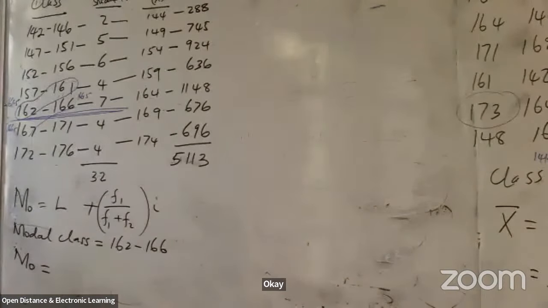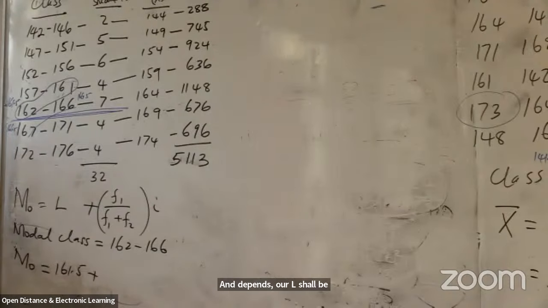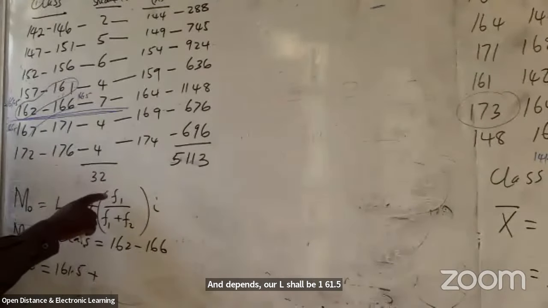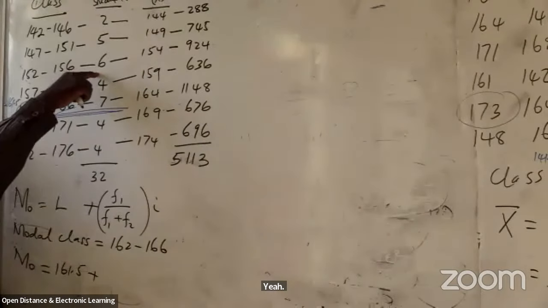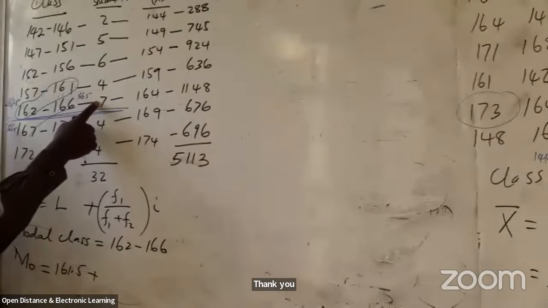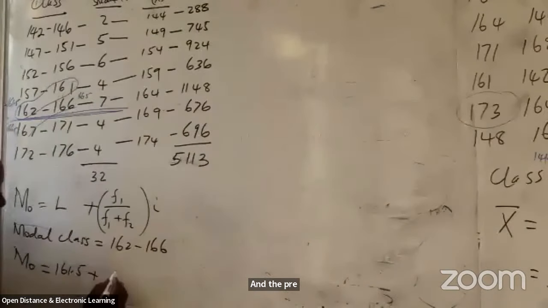And hence, our L shall be 161.5 plus F1, the difference between the frequency of the modal class, 7, and the pre-modal class. So 7 minus 4 gives you 3.